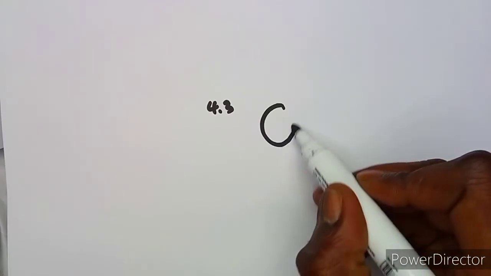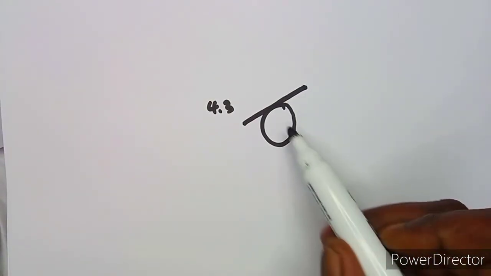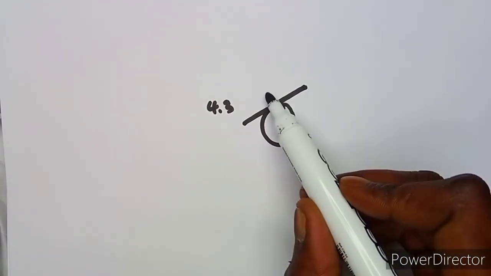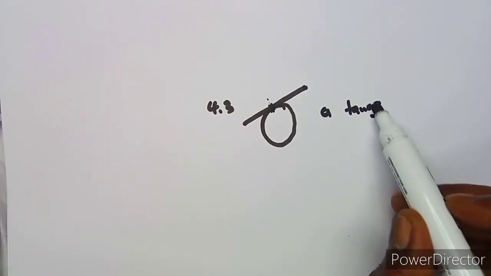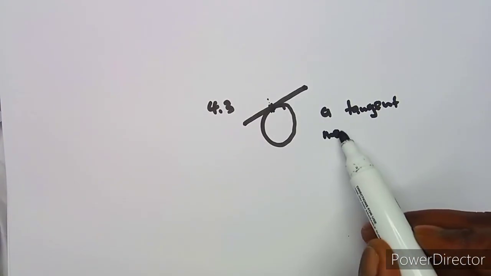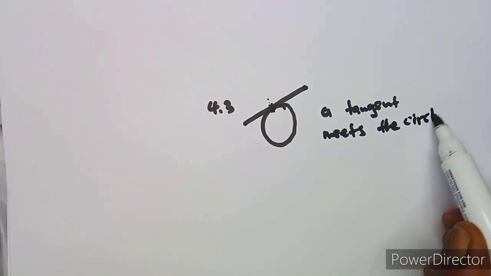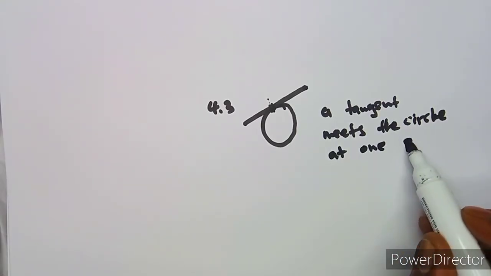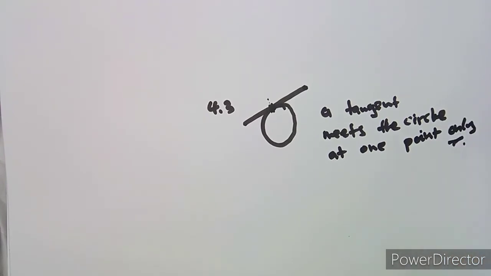Let's say this is a circle here and this is a tangent. So definitely, if this is a tangent, it is going to meet the circle at one point. So a tangent meets the circle or a curve at one point only. That is the idea there.